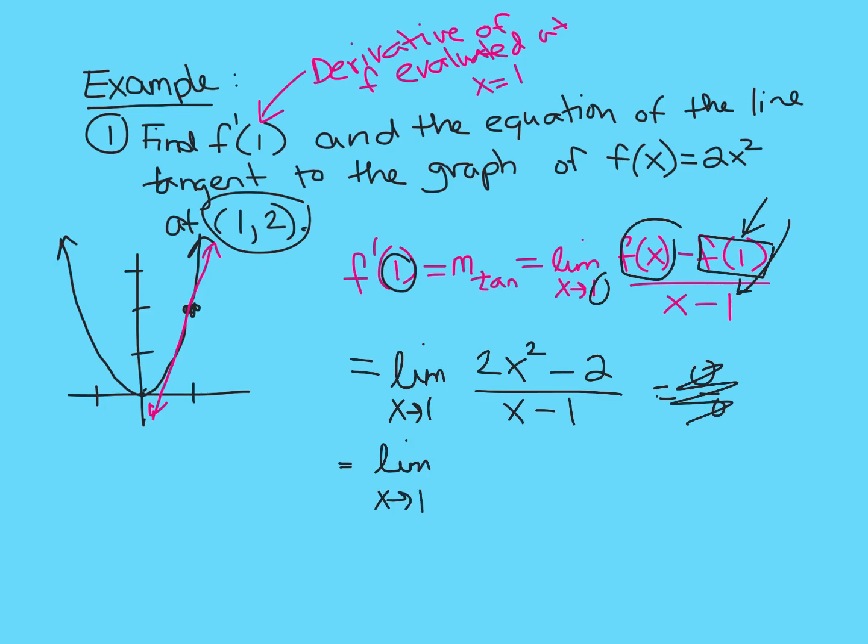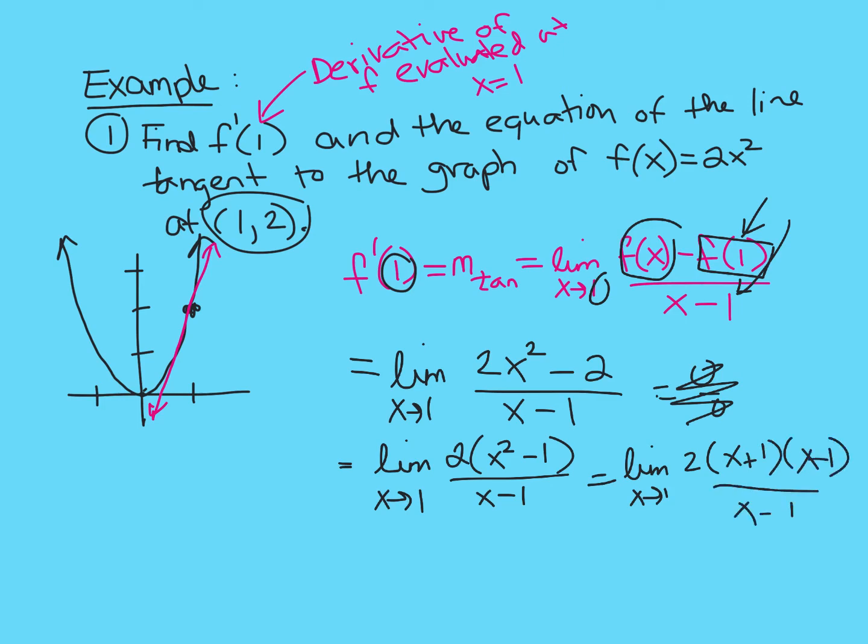And so I'm going to start by factoring out a 2 from my numerator. And you'll notice that when I factor out a 2, I actually get a difference of squares in my numerator, which is nice because those are not too hard to factor. So I get x plus 1 times x minus 1 all over x minus 1. Now I can cancel those x minus 1's out. I get the limit as x approaches 1 of 2 times x plus 1.